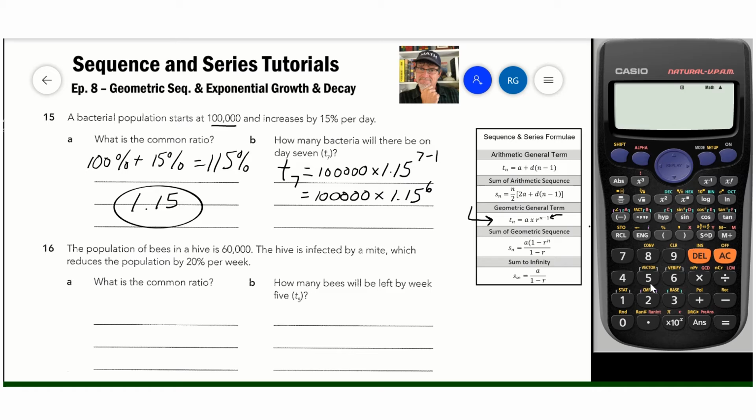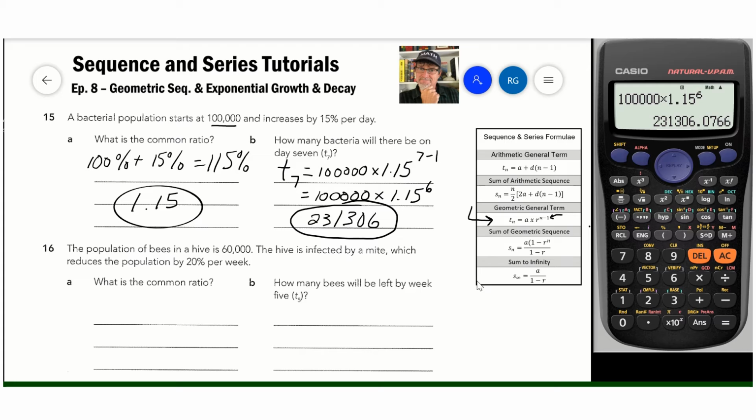All right, let's go to the calculator. We've got 100,000 times 1.15 to the power of 6, and we've got 231,306. That's if they increase by 15% per day for 7 days. That's how many you would have, 231,000.